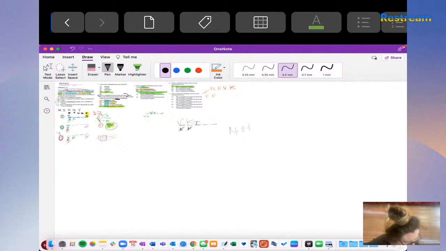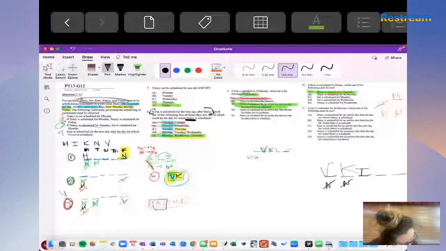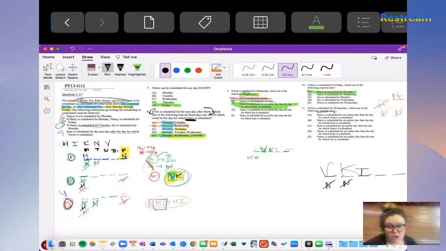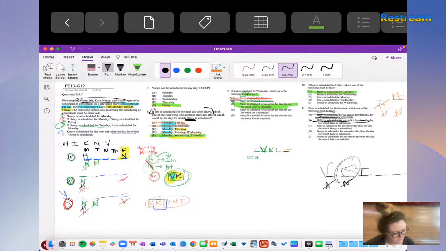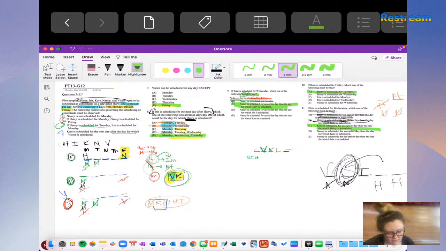And so here it says Harry is scheduled for an earlier day than the day for which Nancy is scheduled. That does not have to be true. That could be true, but it doesn't have to be true. Harry is scheduled for an earlier day than the day Kate is scheduled. No, that can't be true, right? Because we have Kate going second. Kate is scheduled for an earlier day than the day for which Harry is scheduled. Yes, because we have Kate in second, and Harry can either go fourth or fifth, so that's going to be our answer. But let's see why the rest are wrong.